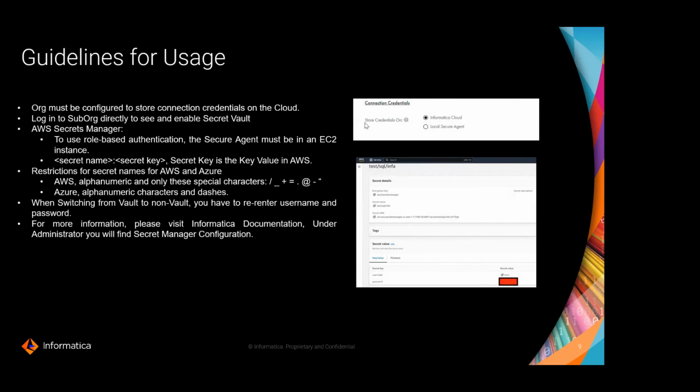Then AWS Secret Manager. We do have two authentication types as we discussed. One is role-based, the other one is access key. For the role-based, the Secure Agent must be in an EC2 instance. Restrictions for the secret names for AWS and Azure. For AWS, the secret names can be alphanumeric and special characters as in the slide. For Azure, alphanumeric characters and dashes. When you're switching from vault to non-vault, you have to re-enter the username and password at the connection level. For more information, please visit the Informatica documentation under administrator. You will find the secret manager configuration.